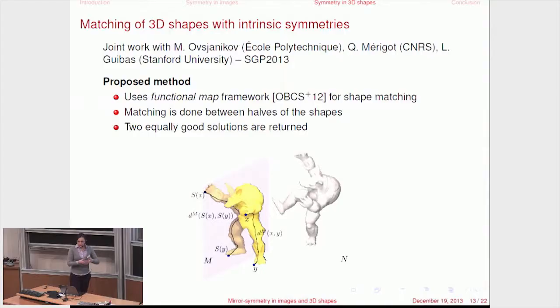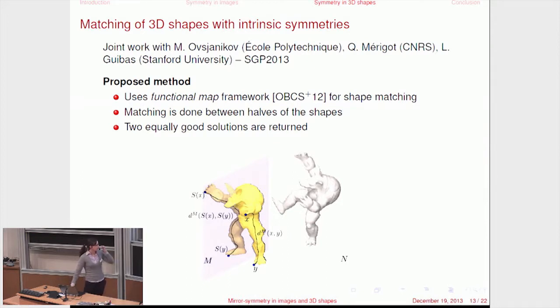And when we deal with symmetries, the intuitive idea is that we should match actually only half of the shapes and not the entire shape, because if my halves of the shapes are identical, then you have a kind of redundancy, so you can just match half of the shapes, and then return two equally good solutions.